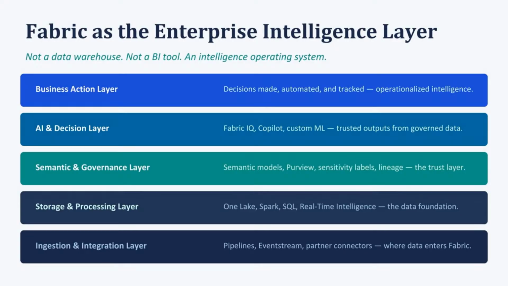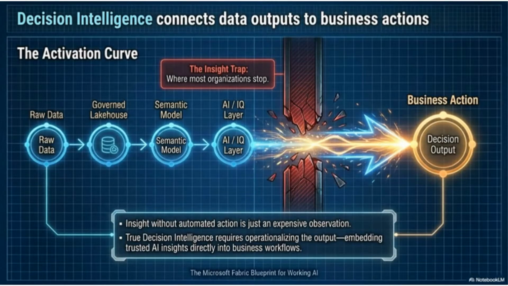And that is, you've got a business action layer, an AI and decision layer, semantic and governance layer, storage and processing layer, and ingestion and integration layer. So all of that is in Fabric that makes it such a valuable tool, and why so many of us love it and so many enterprises are using it now, because it is such a useful tool, and there's just, like I said, so many different parts to it as we talk about how this decision intelligence connects data outputs to business actions.